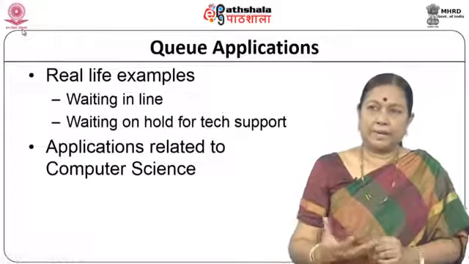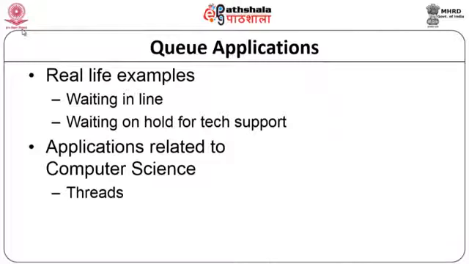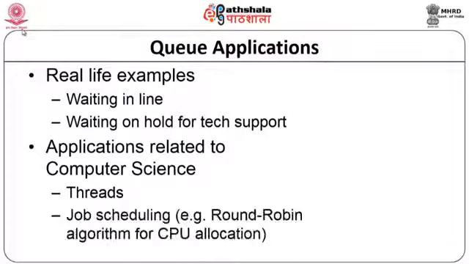And there are some particular applications related to computer science. Here we have threads. Thread is a typical application where queues are used. Then job scheduling, this is a very important use of queues. Round robin algorithm for the CPU allocation. Similarly, for memory allocation, you can have job scheduling. When you have memory allocation also, there will be a queue used. There are some other types of queues also called priority queue. So queue is an important data structure as far as computer science is concerned, especially for scheduling type of applications and buffering type of applications. We will go into that in detail when we talk about modules or applications.